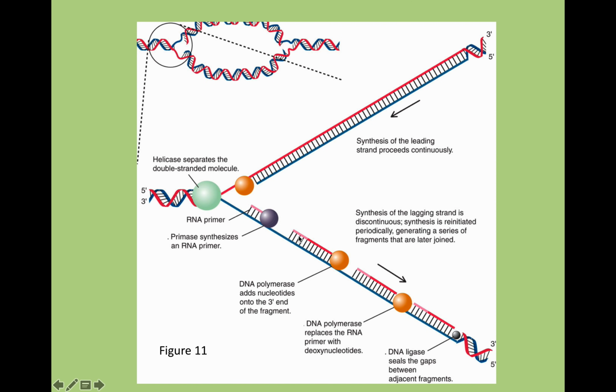DNA polymerase attaches to that primer and then adds nucleotides to the 3' end. It's going to stop when it reaches the other primer. So we get this leapfrogging that's going to occur as helicase separates DNA. This top strand is the leading strand because it's continuously synthesized toward helicase in a 5' to 3' direction.